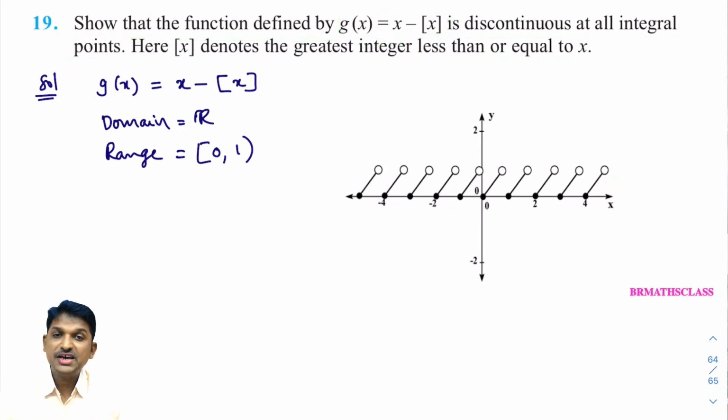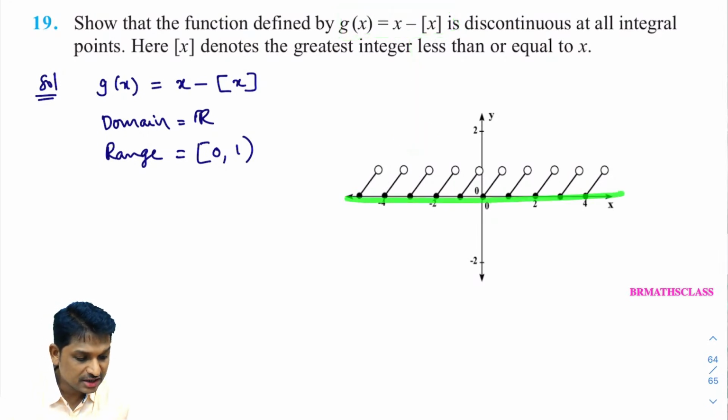In how many ways we can check the continuity? Two ways are there. One is formula method, another one is graph method. This is fractional part function. This is a standard function. You must know how to draw the graph of fractional part function. First thing, you learn how to draw the graph of fractional part function.